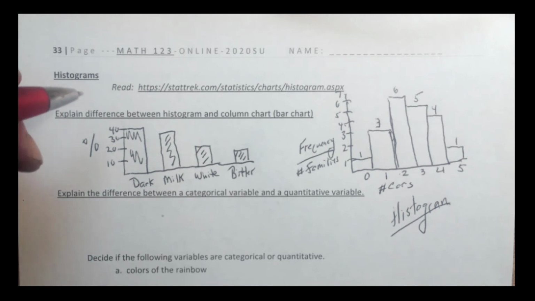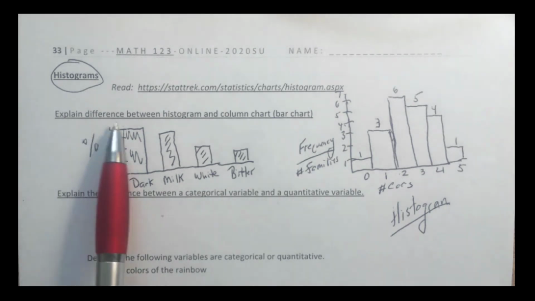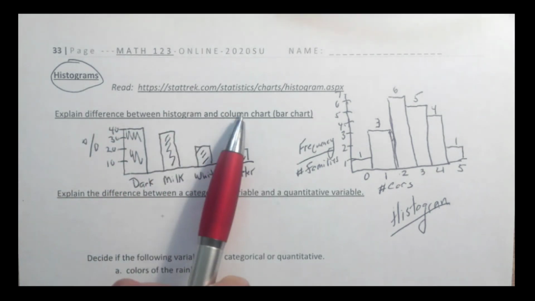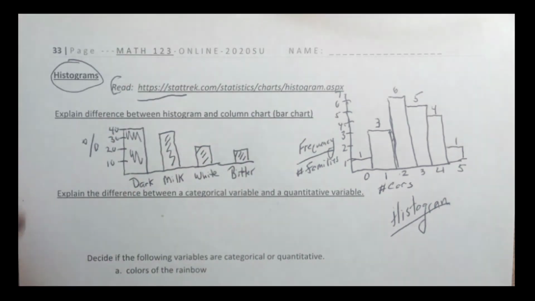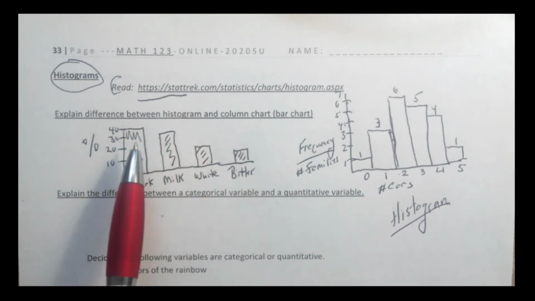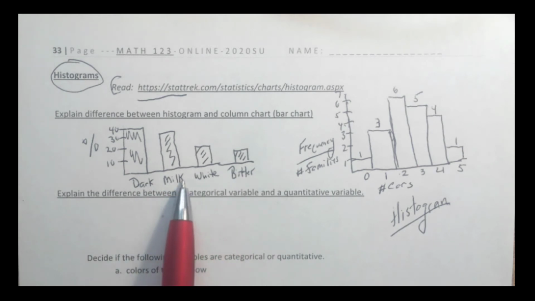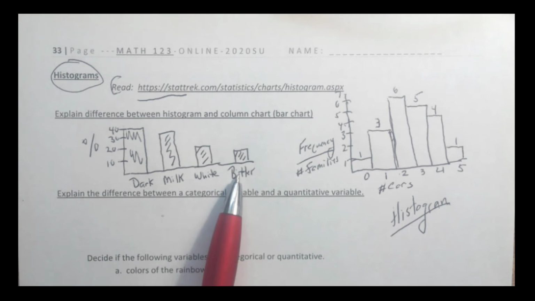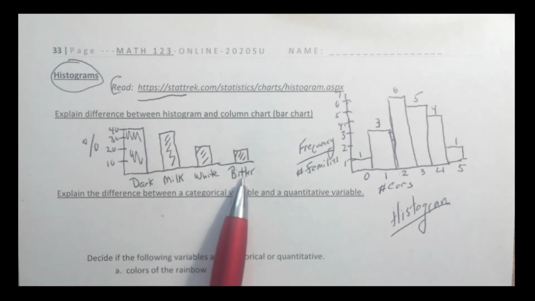Okay, for the last part here, we're going to look at histograms. And the first is explain the difference between a histogram and a column chart or a bar chart. And this, it's a good little video that explains it in more detail. I'm just going to go over it generally. A couple things with a bar chart or a column chart is that the categories are qualitative. They're groups of things. Like this happens to be chocolate, dark chocolate, milk chocolate, white chocolate, bitter chocolate.